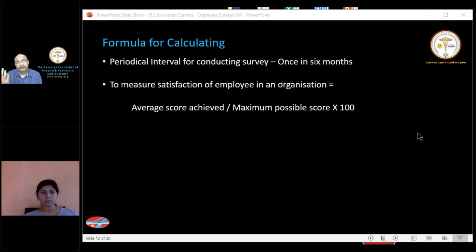So if you have, let us say, a question where the maximum possible score is 5, and you have 10 employees who have given you a variety of responses from 1 to 5. So the maximum possible score is 50, 5 for 10 people, and then you add up the whole thing together and take a percentage out of it.